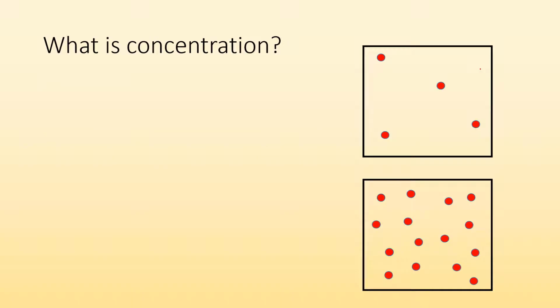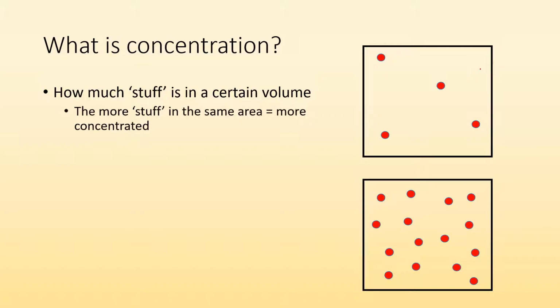So what is concentration? Concentration is simply how much stuff is in a certain volume, certain area, right? So if we're talking about solutions, we're talking about how much stuff is dissolved. If we have more stuff in the same area, we call it more concentrated. If we have less stuff in the same amount of area, it's less concentrated. So between these two pictures, the top one is less concentrated, where the bottom one is more concentrated.